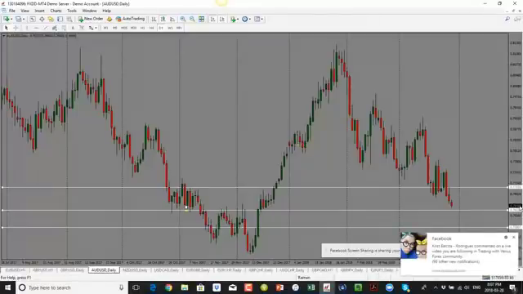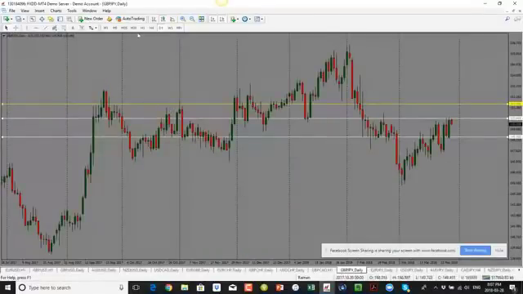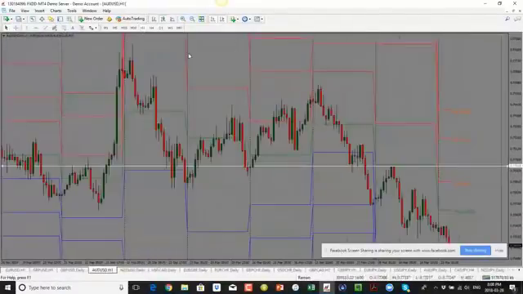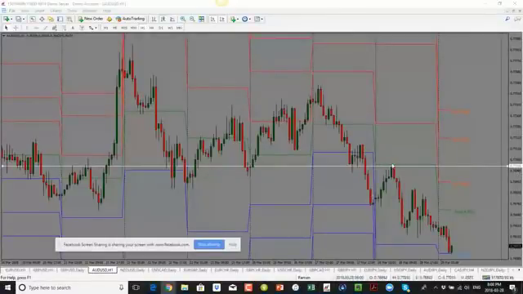Let's take a look at Aussie dollar here. Actually, let's take a look at yen. Let's see if we can find something here. This one is a little messy, very choppy. Let's go to Aussie here, see if we find something. Actually, here's another one that I really like. So this is a back test of the level as well.